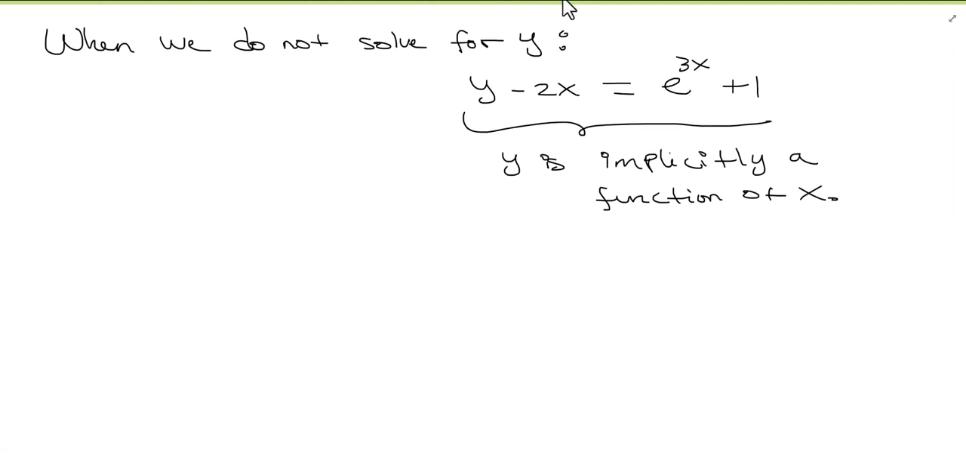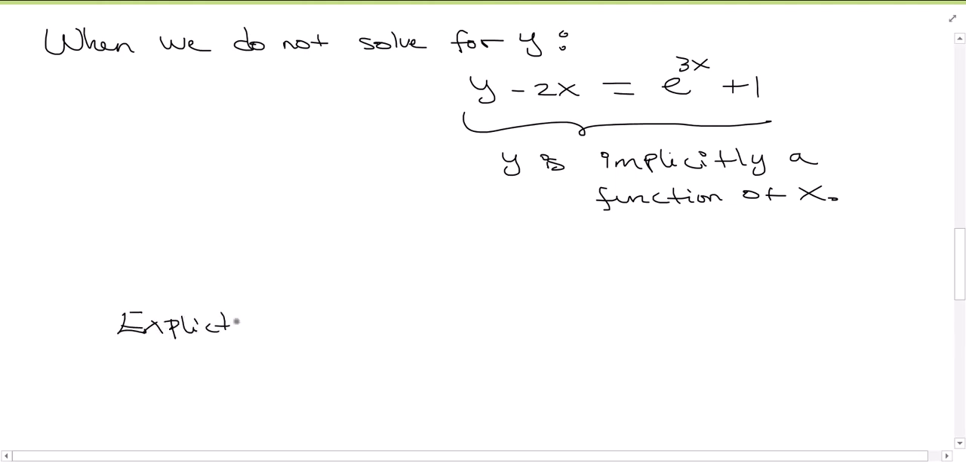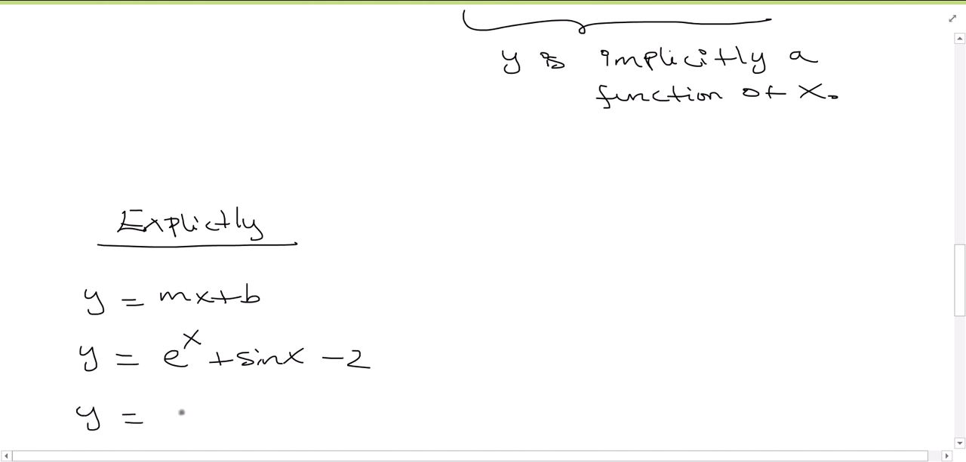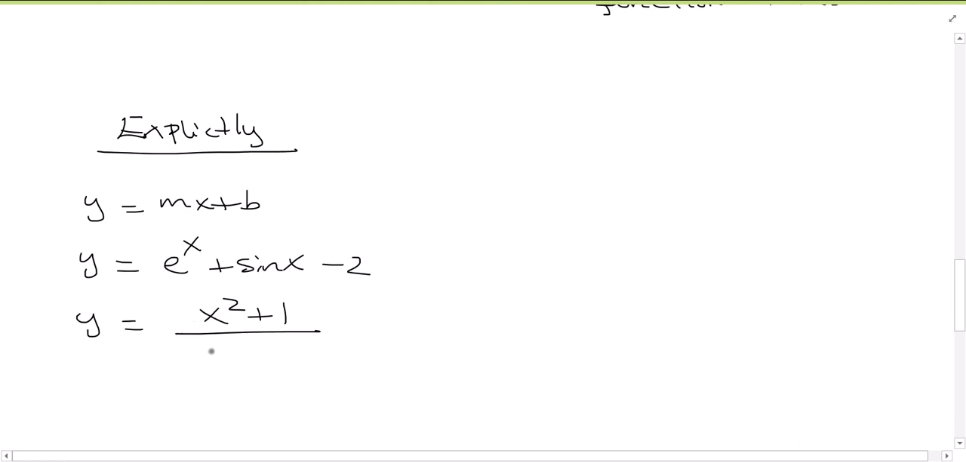Or I should say examples. So for example, if I say explicitly functions of x, I will say things like y equals mx plus b, right? So the general equation of a line, or if I tell you y equals e to the x plus sine x minus 2, or y equals x squared plus 1 over secant x minus 7. These are functions of x, right? All of these are y equals f of x.